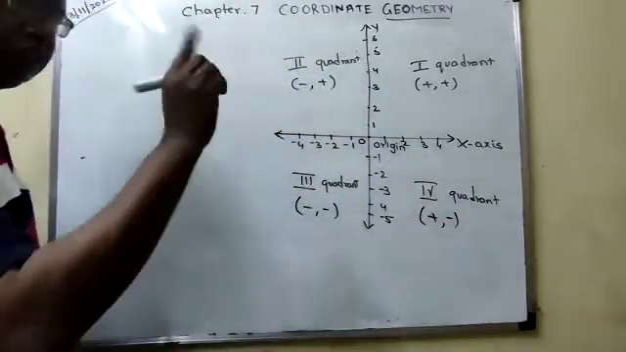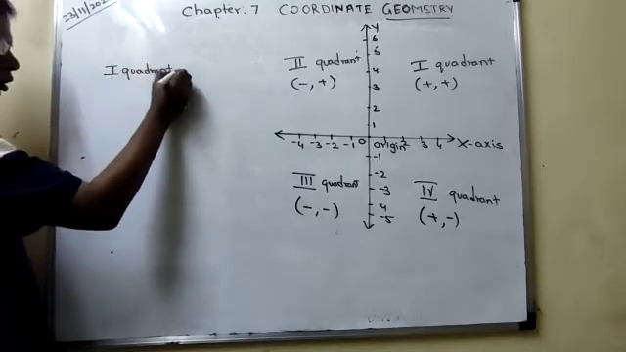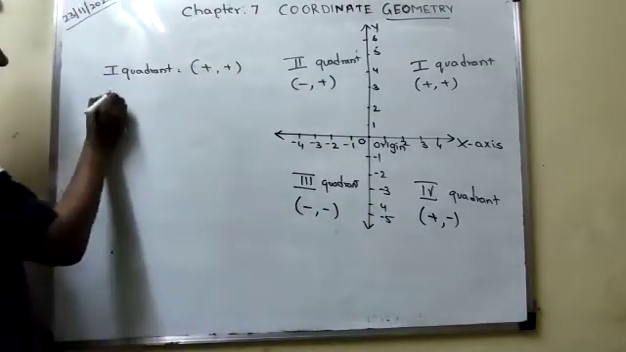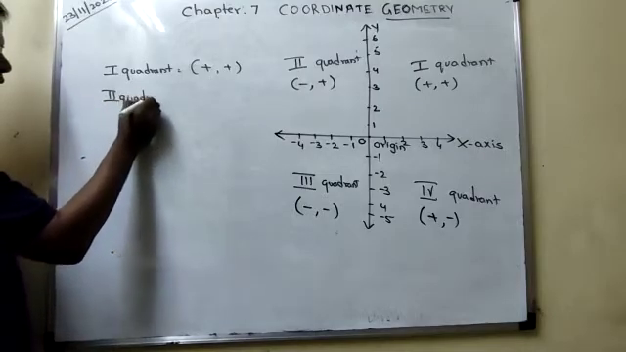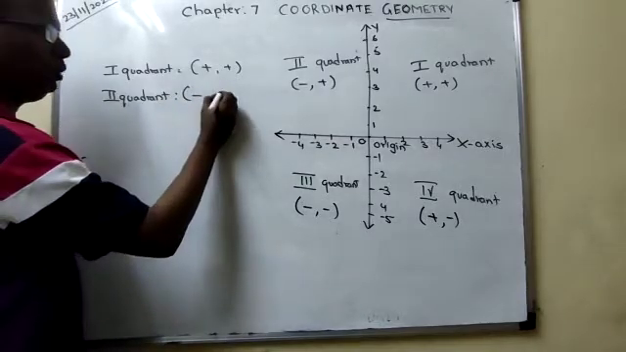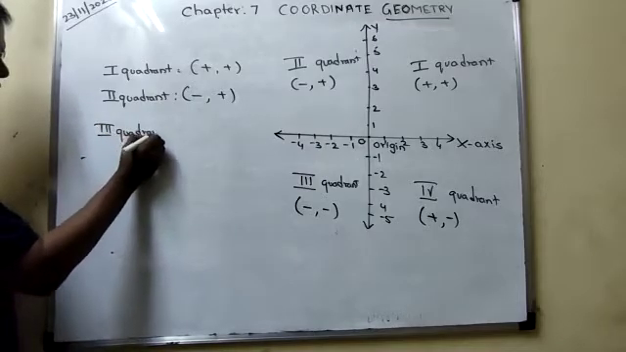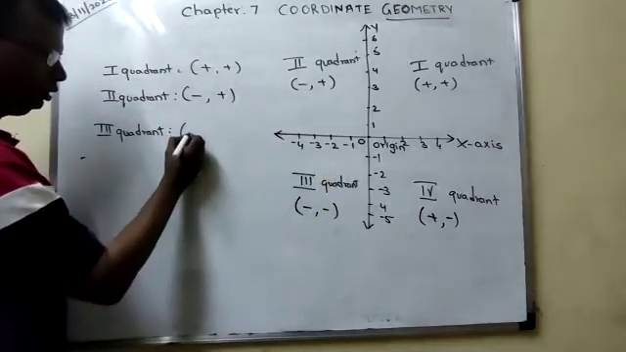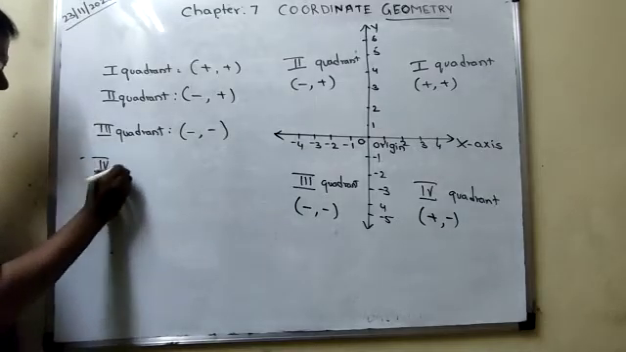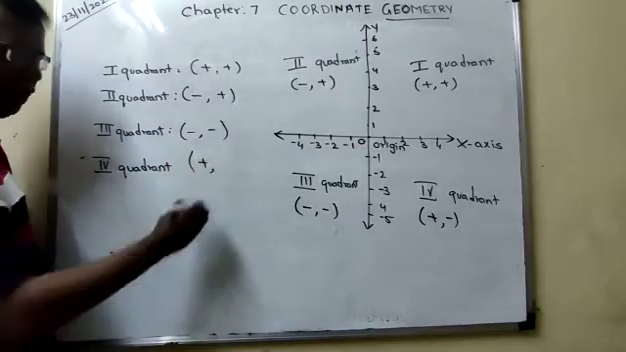Negative. Once again I'll tell you, in the first quadrant, both the x coordinate as well as y coordinate will be positive. In the second quadrant, the x coordinate will be what? Negative, and the y coordinate will be what? Positive. In the third quadrant, the x coordinate will be what? Negative, and the y coordinate is also negative. In the fourth quadrant, the x coordinate will be positive and the y coordinate will be what?